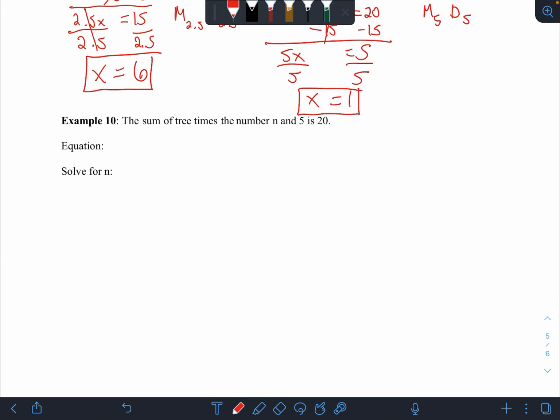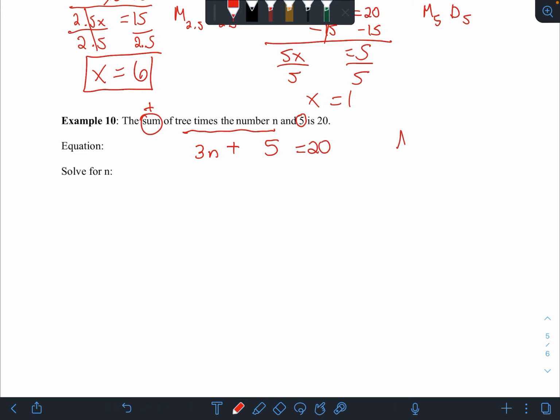Okay, example 10. The sum of 3 times the number n and 5 is 20. Okay, let's undo all that stuff and let's go ahead and talk about those parts. Okay, sum means addition. 3 times the number n looks like this, 3n. And 5. The sum of these two means add. So 3n plus 5 is 20.